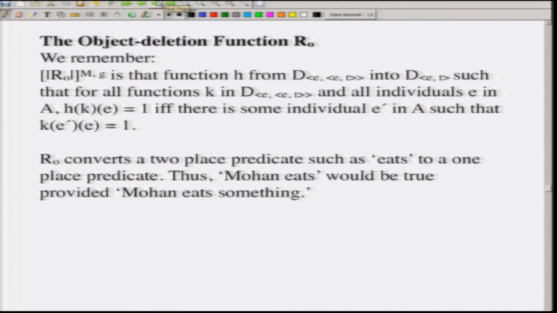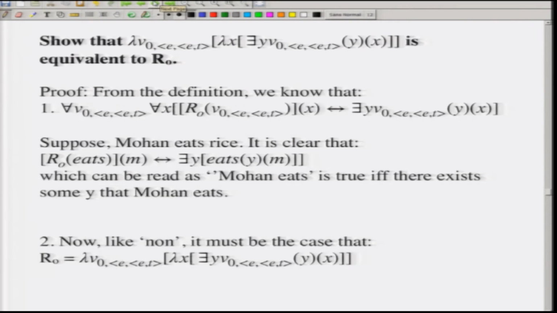We remember that R0 was the function which converts a 2 plus predicate such as eats to a 1 plus predicate. Thus, Mohan eats would be true provided Mohan eats something. So this eats 1, or this e to t function, has been converted to an e to t function. This is what R0 does. Now once again, how do we understand this? It's now very easy. So this will be the function. How? We are not elaborating on each and every step.